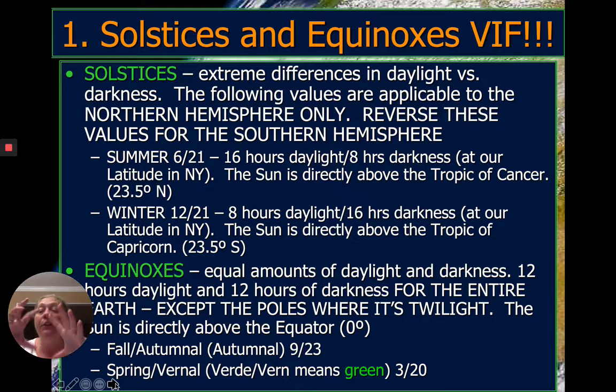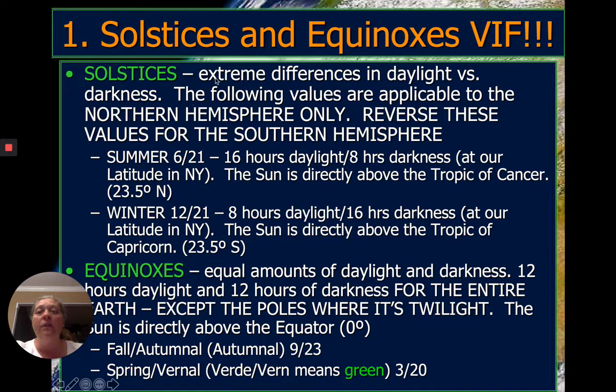Okay. I need you to understand and remember that all of what's going to happen, these phenomena that are created by revolution, these phenomena that we're going to study today are also related to Earth's tilt on its axis and the parallelism of that tilt. Okay. So the first thing that it creates are these very special days of the year called the solstices and the equinoxes.